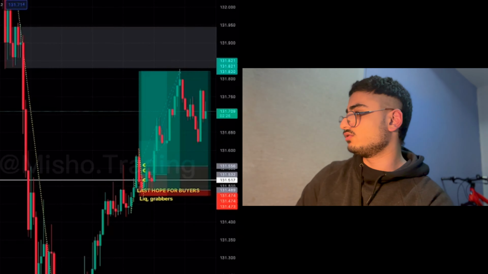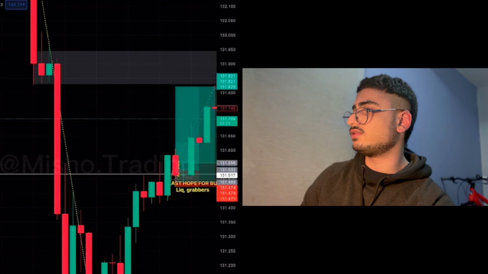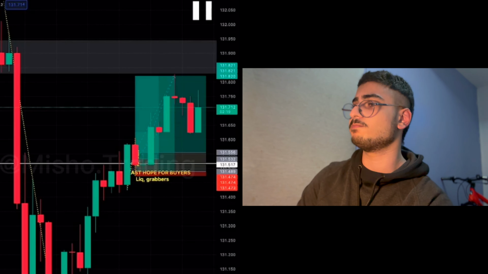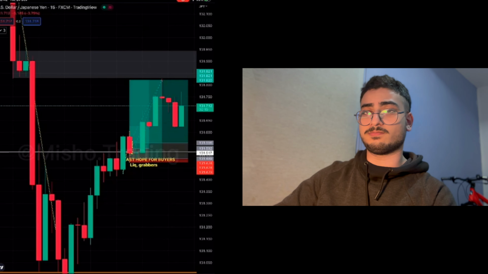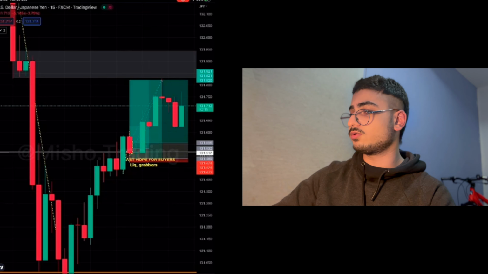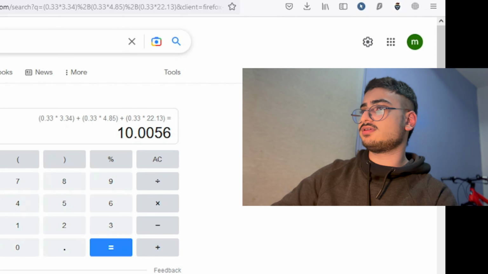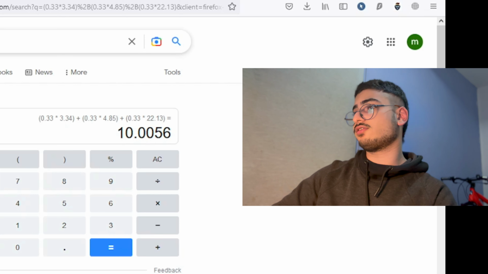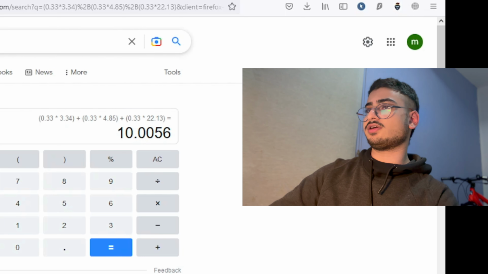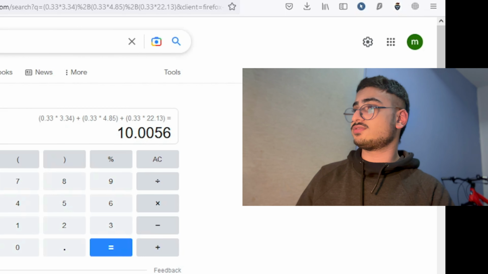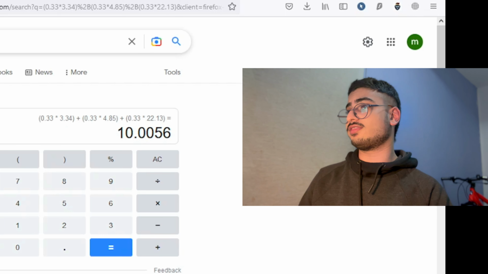So here is how it looks in the 5-minute time frame, and here is how it looks at the 15-minute time frame. So let's actually calculate how I took this trade and how much I risked and how much was the reward. So the first trade was 0.33, 0.33, 0.33. And the reward was like 3 times, 4 times, almost 5 times, and the third one was almost 23 times. So the whole calculation, I risked 1% to gain 10%. So this was a full breakdown for the trade for the day.